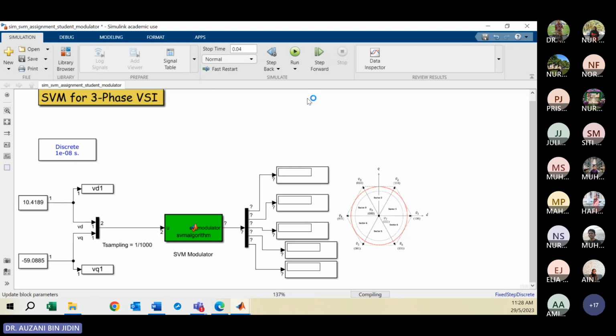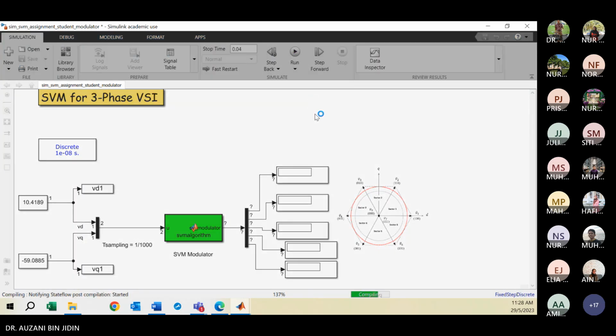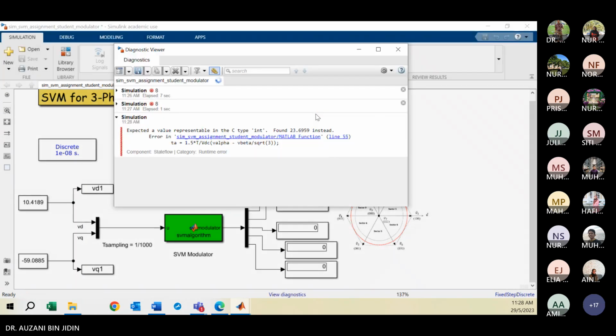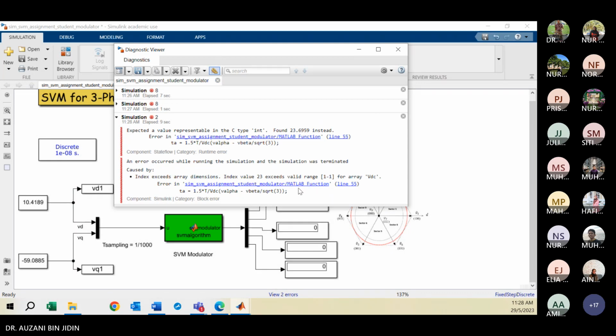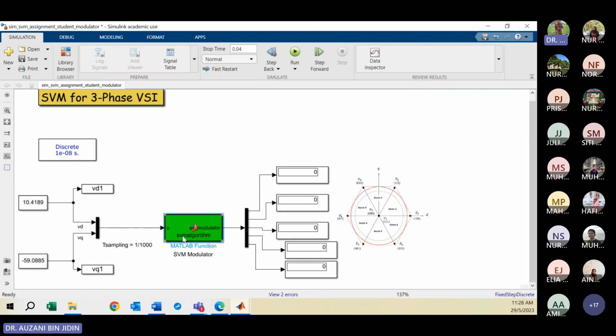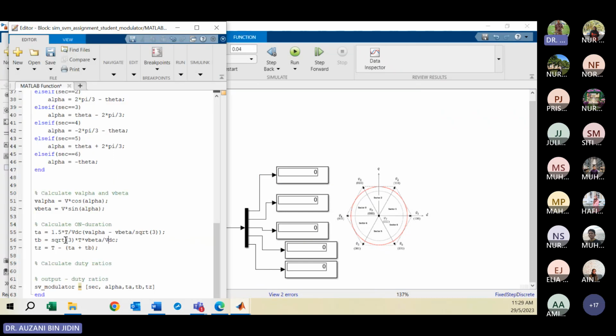And then run the simulation. It takes time. Is there another error? Exit 11, VDC for array, error. Here I think it is okay, right? 150 VDC. So maybe this one needs the multiply symbol. Is it right? But this one no need. Okay, just try.